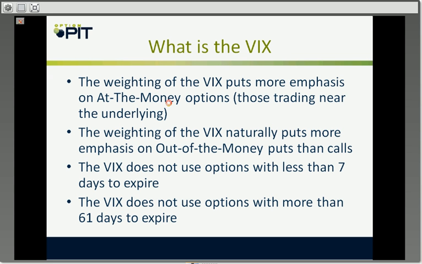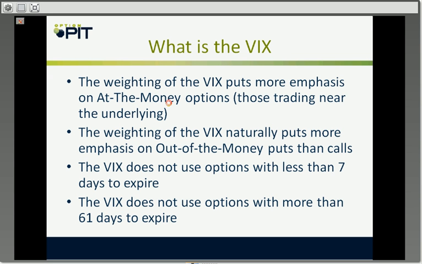Now, the interesting thing is the weighting of the VIX puts the most emphasis on at-the-money options. So that means the SPX closed at 14.15 today, so the most weighting in VIX is the 14.10 options, 14.15, 14.20, 14.25 options.